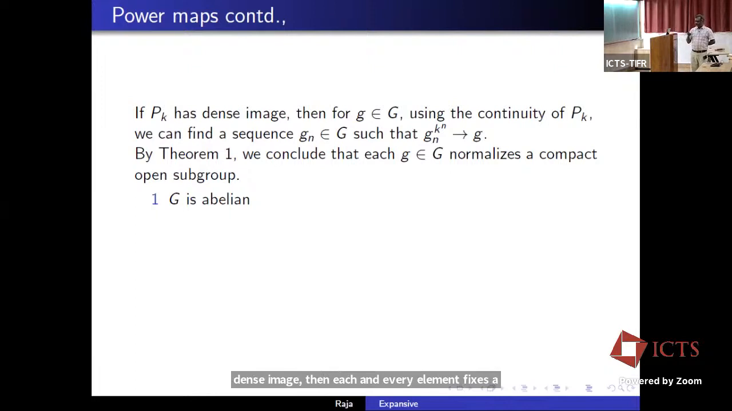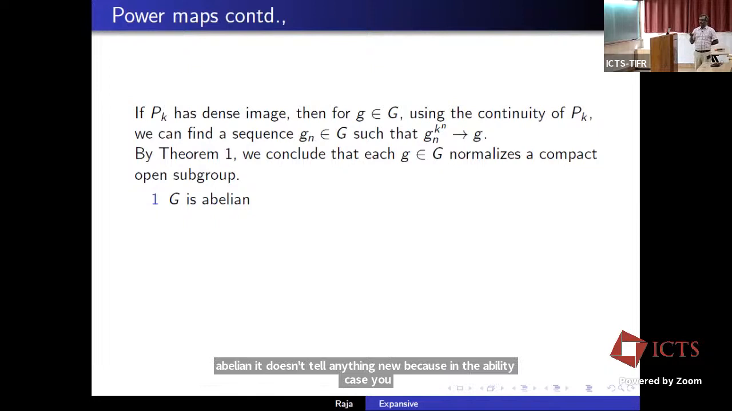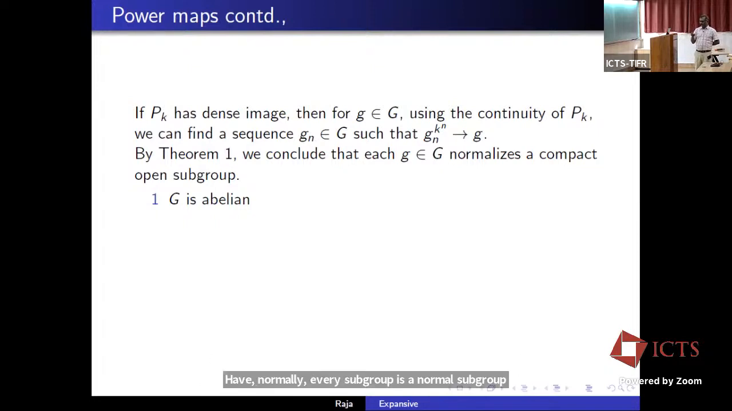But does it tell anything new when G is abelian? It doesn't tell anything new, because in the abelian case, everything is normalized. Every subgroup is a normal subgroup. So it doesn't tell anything new for abelian groups.